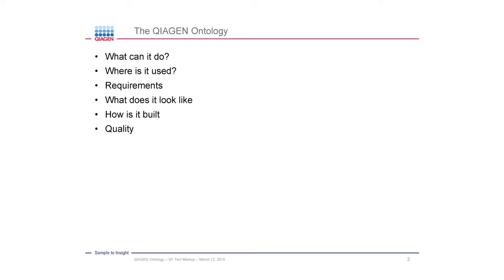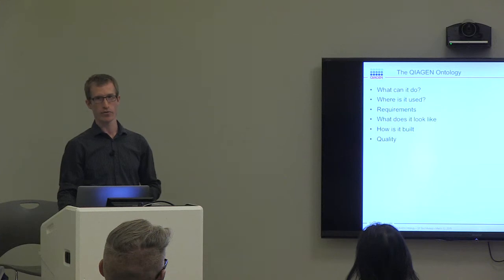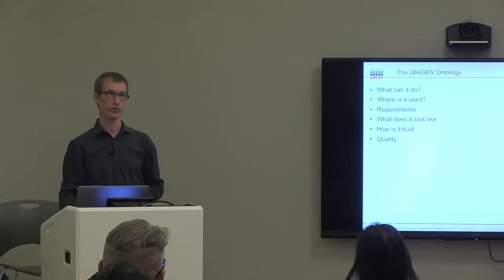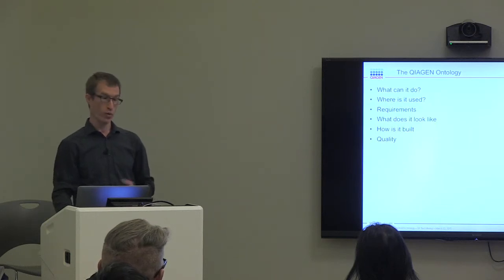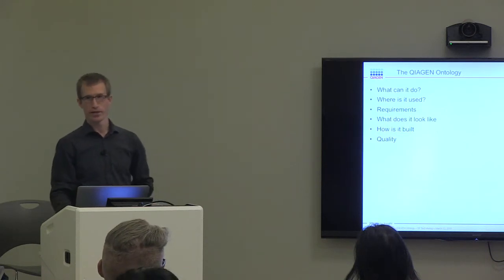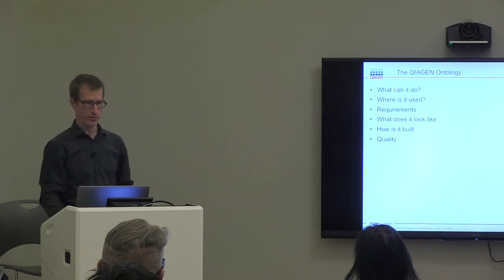So this is a brief outline. I'm going to talk about what the ontology can do, give a couple of examples. Where is it used in practice? Some of the requirements that we have to impose on the ontology for it to be useful to us. What it looks like, how we build it and maintain it, and as a follow-on to that, what we do for quality control. All of these things are critical for us. So, a couple of examples of what it can do.